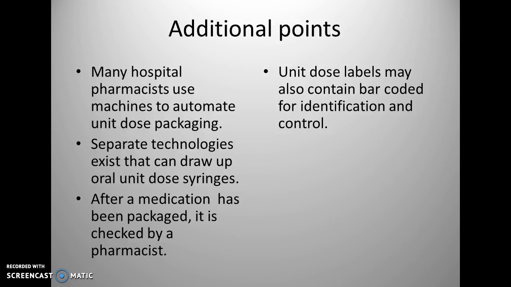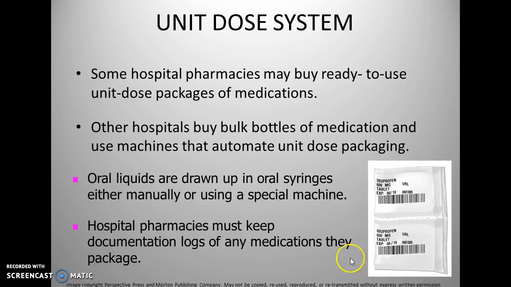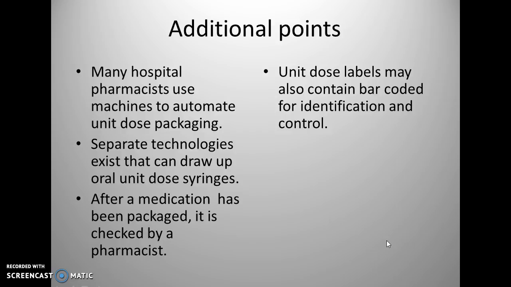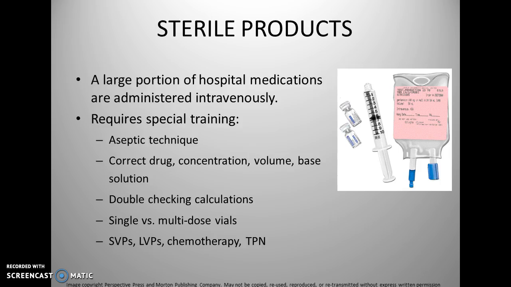Additional points. Many hospital pharmacists use machines to automate their unit dose packaging. Separate technology exists that can draw up oral unit dose syringes. After medication has been packaged, it is post-checked by the pharmacist. Unit dose labels may contain barcodes, as you can see over here, for identification and control. Okay.